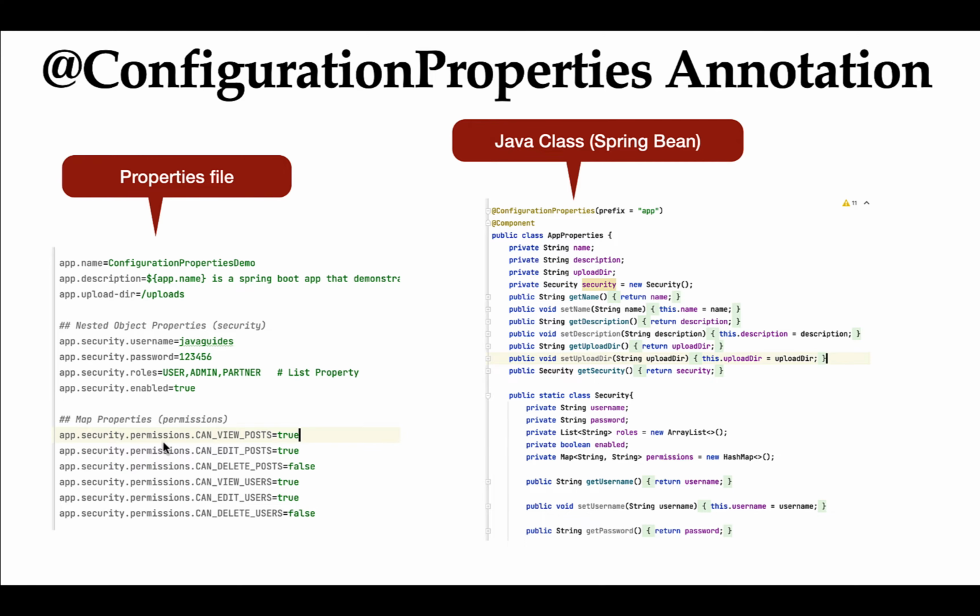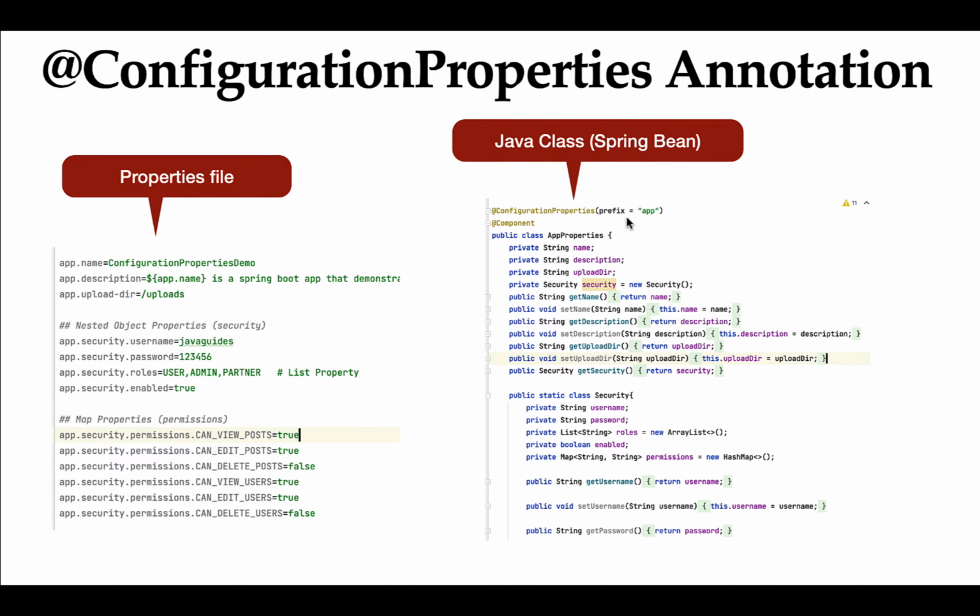Next, we can bind the properties to a map. For example, here are the properties, and in order to bind these properties we can create a map with the name permissions, and after permissions you can see canViewPost equal to true. So these are key-value pairs, and these key-value pairs will be stored in this map. Okay, so this is how we can use the @ConfigurationProperties annotation to bind properties directly to the Java class fields.